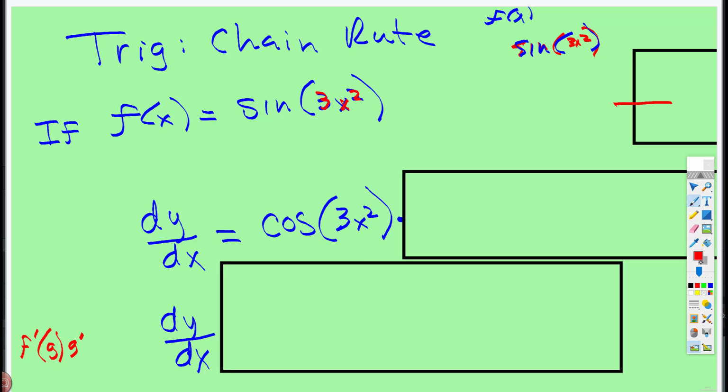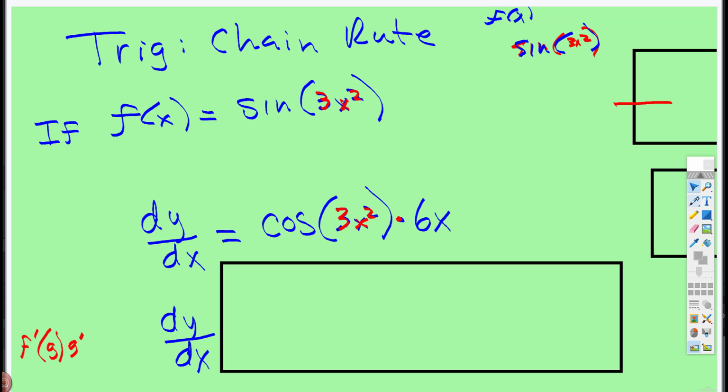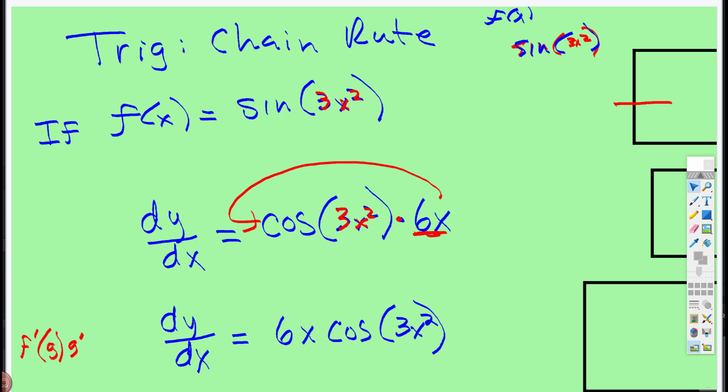And let me rewrite that in red. But now we have to multiply this by the derivative of 3x squared. So when you bring the 2 down in front, 2 times 3 is 6. And then 2 subtract 1 is just 6x to the first. And then it's best practice to bring this in front. So this right here is the derivative of sine of 3x squared. All right.